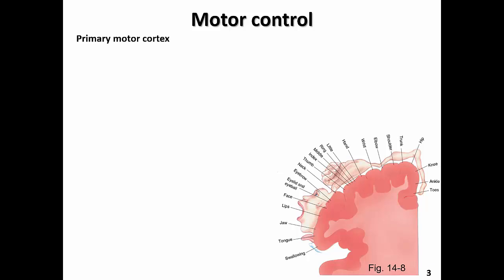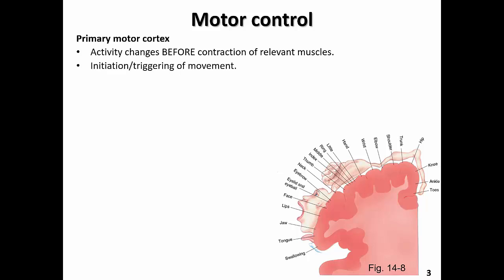We begin with the primary motor cortex, and bioelectrical activity in this area will undergo changes before the actual contraction of the relevant muscles. That delay comes by way of the fact that the bioelectrical signals must be conveyed along long axons and create synaptic connection activity with the lower motor neurons. And the primary motor cortex is an important area in the initiation and the triggering of movement.